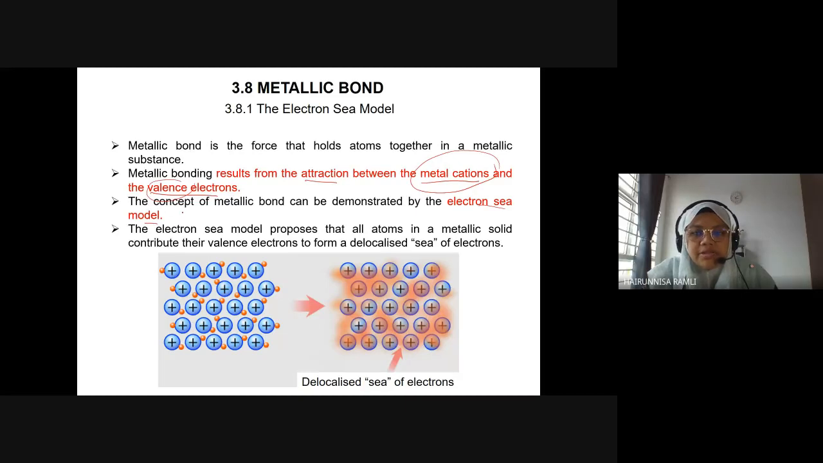Electron sea, so lautan elektron. You imagine it like the sea. This electron sea model is basically contributed by the valence electrons. The electrons are from the valence shell. They form delocalized electrons, or the delocalized electrons we call the sea. Localized means local, setempat. If delocalized, it is not localized, meaning the electrons can move freely. The electrons can move around.